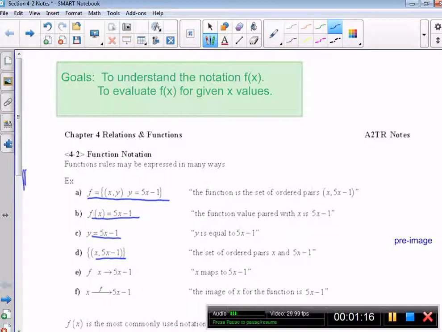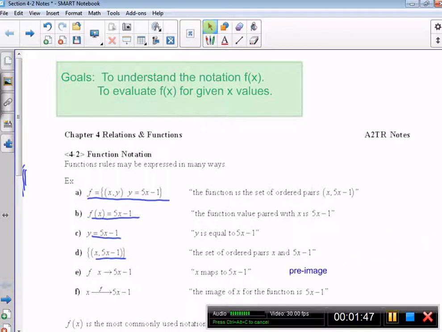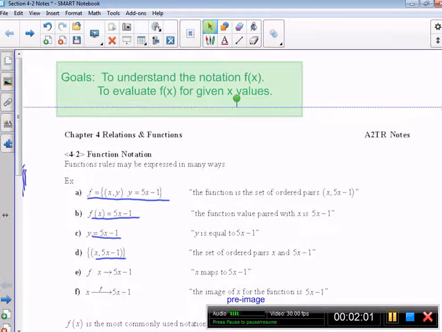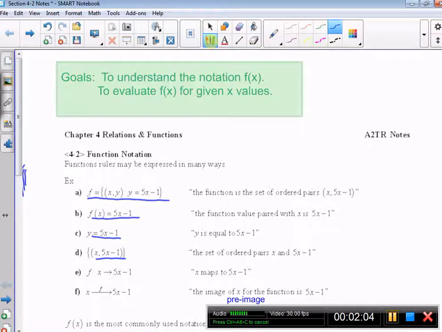For E, f such that x maps to 5x minus 1. X maps to 5x minus 1. And F, the image of x for the function is 5x minus 1. So the pre-image is x. The image of x, which is known as the pre-image is x.